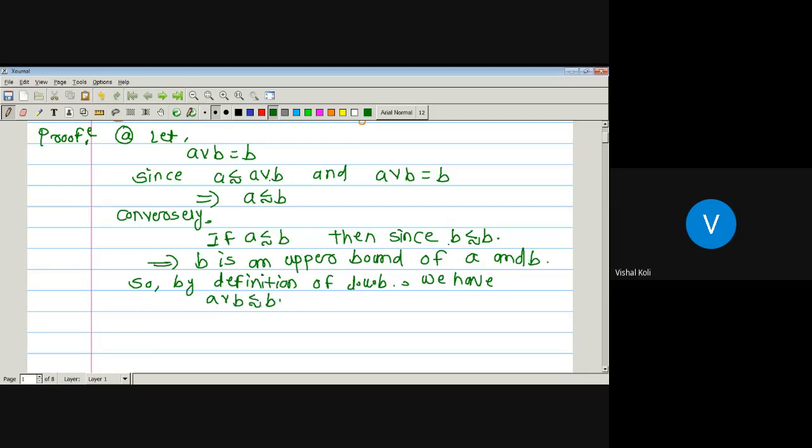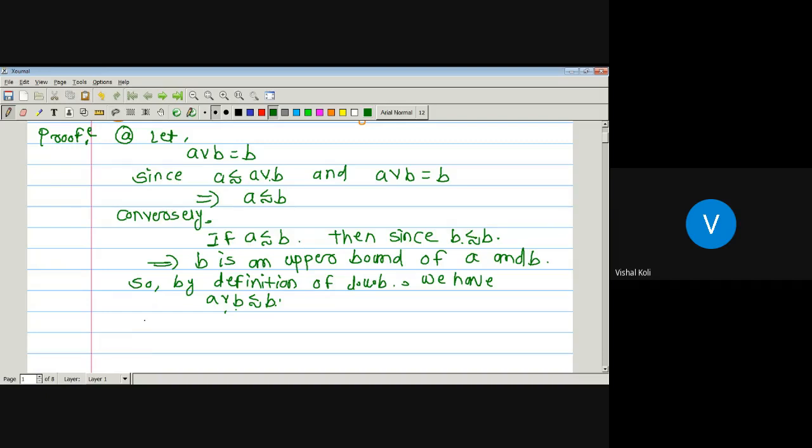Since A precedes B and B precedes B, then by the definition of least upper bound, B is an upper bound of A and B, where A join B is the least upper bound of A and B, which implies A join B precedes B. Since A join B is the least upper bound of two elements A and B, this follows from the definition of upper bound. Okay, so A join B precedes B.